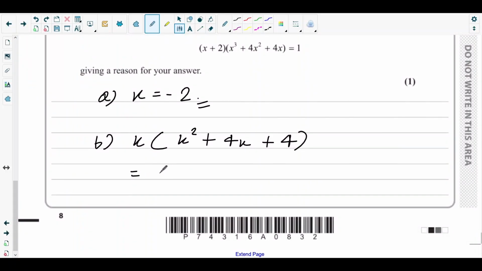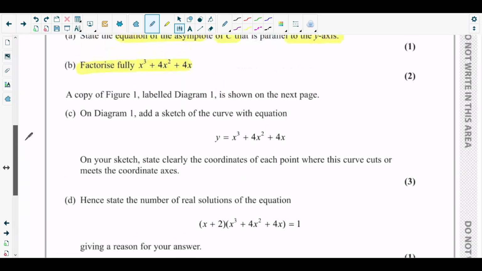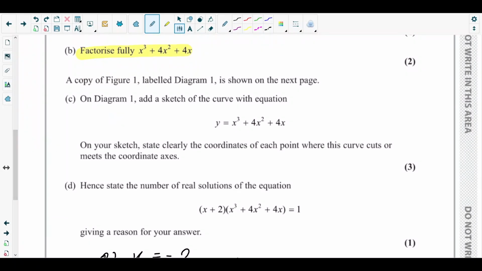Now we have to factorize it, so we can use the formula a squared plus 2ab plus b squared. So we can write it as (x plus 2) whole squared. That's it. This is the factorized form of the expression x cubed plus 4x squared plus 4x, which is x times (x plus 2) squared.